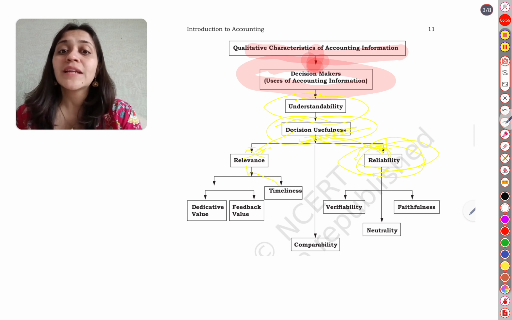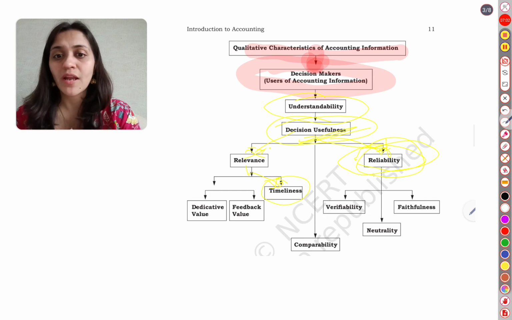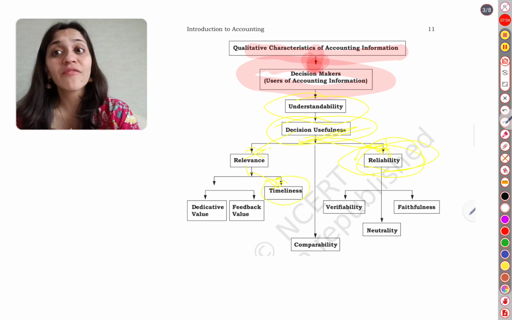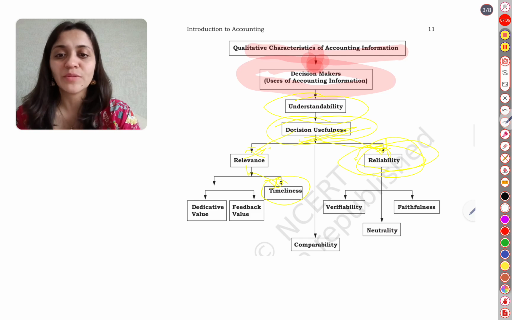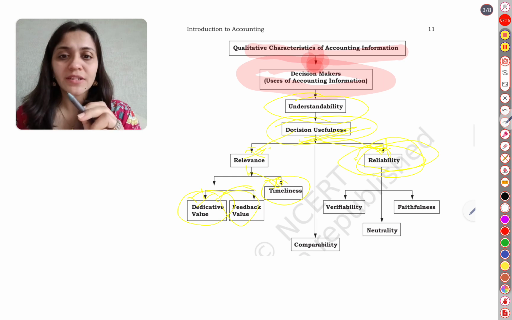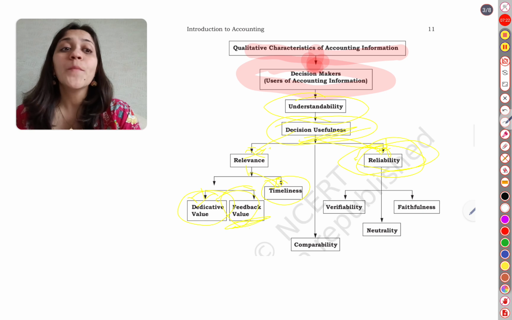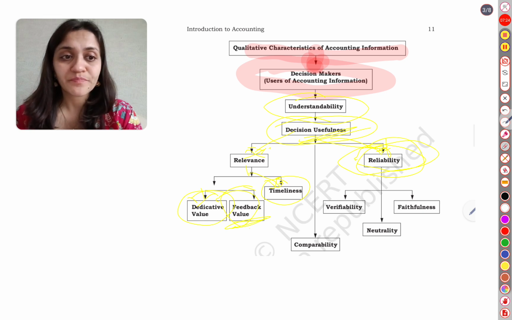Next is timeline. Timeline means what? In a particular time you have to finish your work. You cannot take much more than 1 year to complete 1 year of transactions. Next is dedicative value and feedback value. Whatever feedback is given by the auditor or the accountant matters a lot. So your dedication towards the work and the feedback given by the auditor is the most important point.